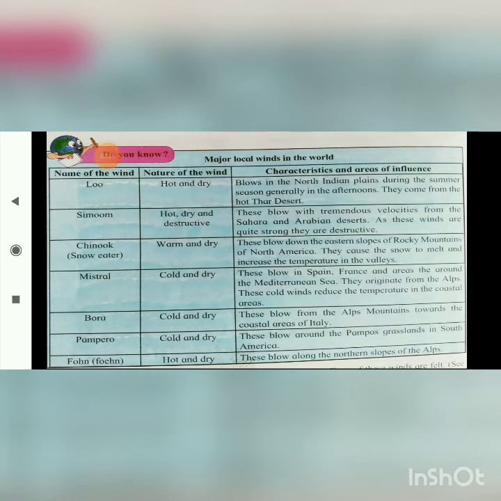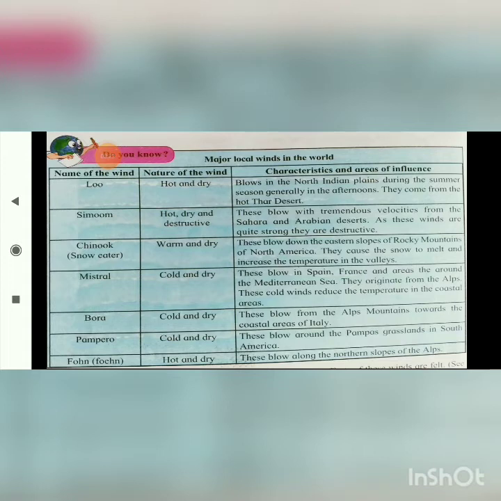The name of the wind is Lu, and what is its nature? It is hot and dry. What are the characteristics and areas of influence? It blows in the North Indian plains during the summer season, generally in the afternoons. They come from the hot Thar desert.